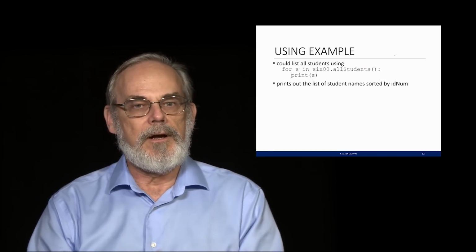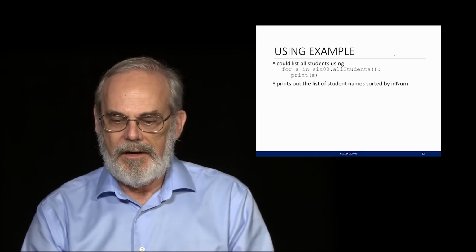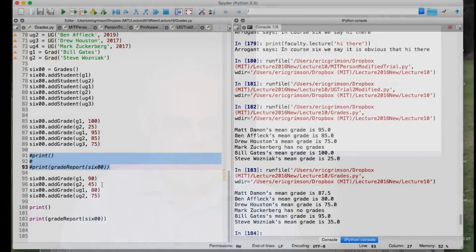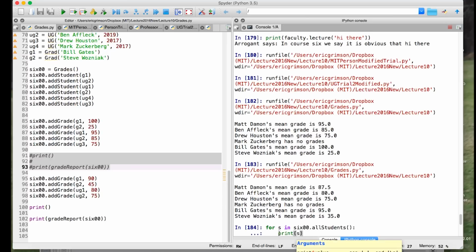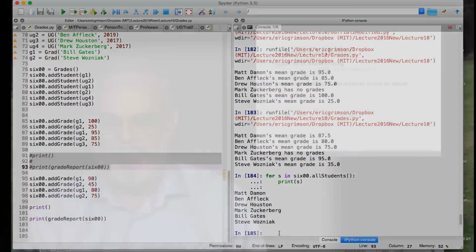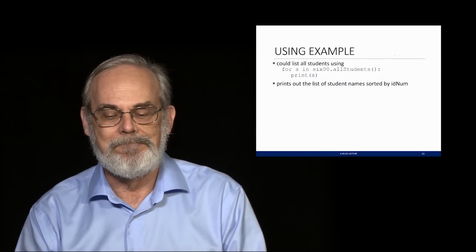Now, if I wanted to get out, for example, all the students in a class, I could do that by doing what I show right here. And in fact, I should do it that way. I'm going to just show you an example of that. If I say for S in 600 all students, let me print out S. It nicely prints out a list of the names of the students there. It's exactly what I'd like, sorted by ID number, which is perfect.